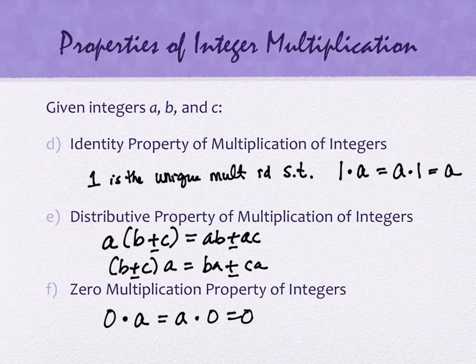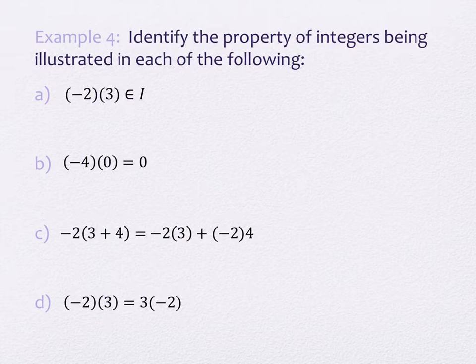The identity property, there's the number 1, and when I multiply by it, it doesn't change anything. The distributive property combines both multiplication with addition and multiplication with subtraction. And then the last one, the zero multiplication property, says when I multiply by 0, it zeroes everything out. So we're going to take a look at 4 of them, and we're going to identify which property is present.